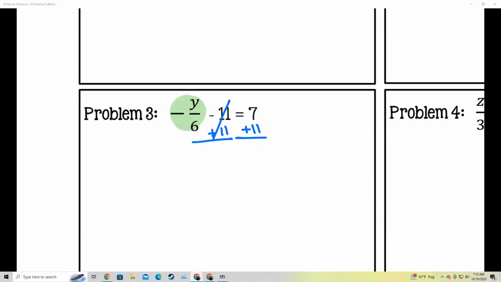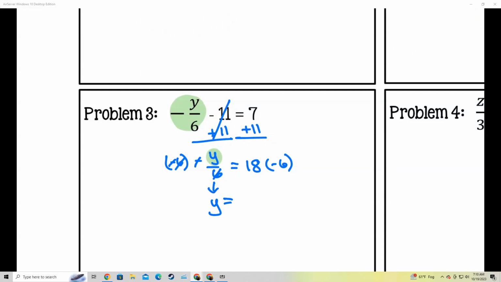These are going to cancel. I'm left with a negative y over 6 is equal to a positive 18. Now that I have that set up, I'm going to go ahead and do the opposite of division of negative 6, which is multiply by negative 6, because again, I'm trying to get this y by itself. So I'm going to do the opposite. I'm going to multiply by negative 6 on the left, and I'm going to multiply by negative 6 on the right. The negatives are going to cancel. The 6s are going to cancel. The y is going to drop.